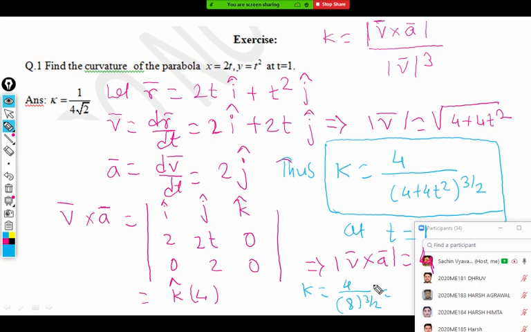Because 4 plus 4 is 8, raised to 3 by 2. So first, if you take the square root of the denominator, the 4 is as it is. The square root of 8 is 2 root 2, so you get 2 root 2 bracket cube. Now 2 cube is 8 and root 2 cube is 2 root 2. So out of that, the 4 gets cancelled and we get the required answer k equal to 1 upon 4 root 2.